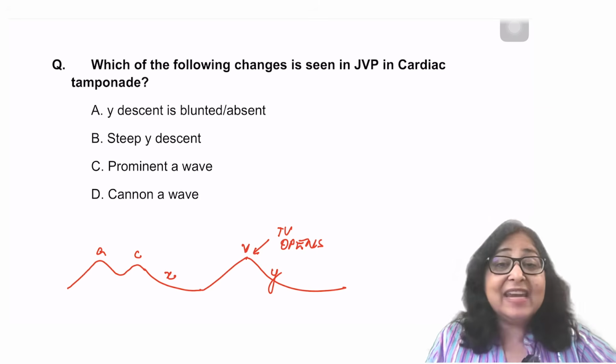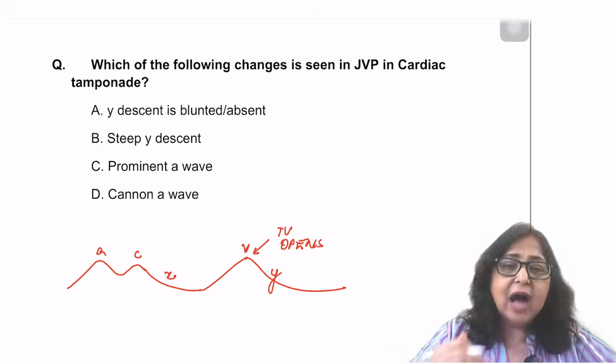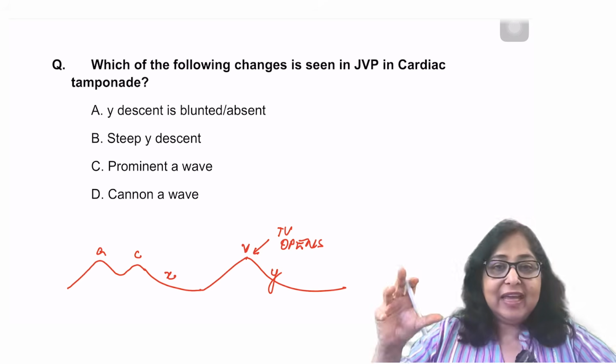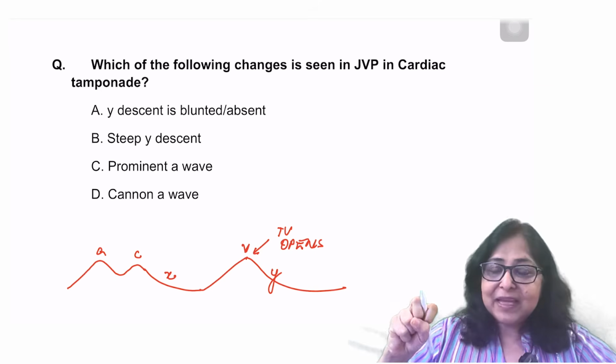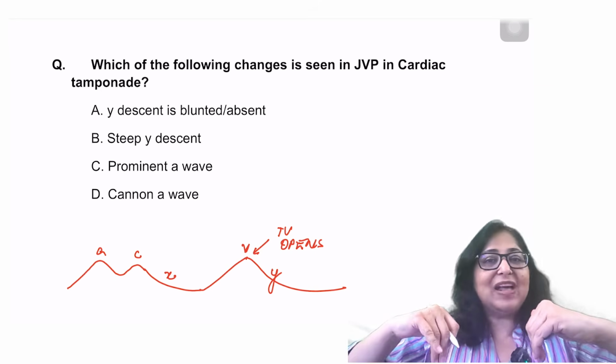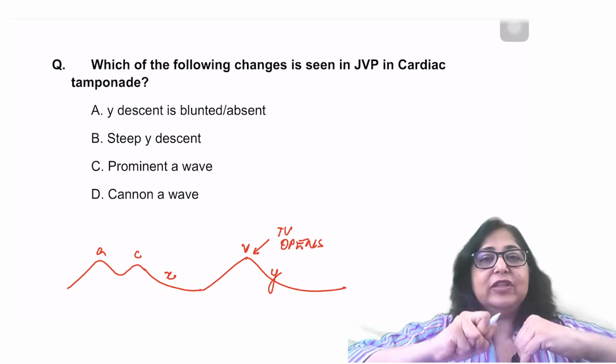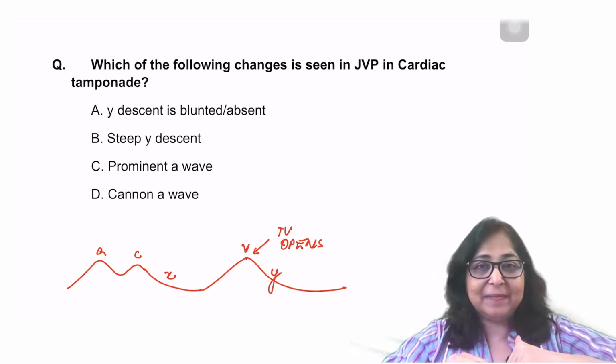Let's look at Cannon A wave. What is Cannon A wave? Cannon A wave is a very large A wave. A wave is due to atrial contraction. See, normally when the right atrium contracts, the tricuspid valve is open. This atrial contraction is responsible for the last part of the ventricular filling.